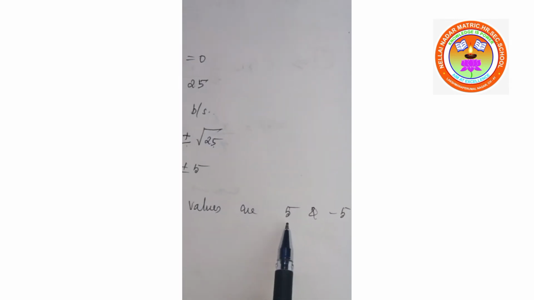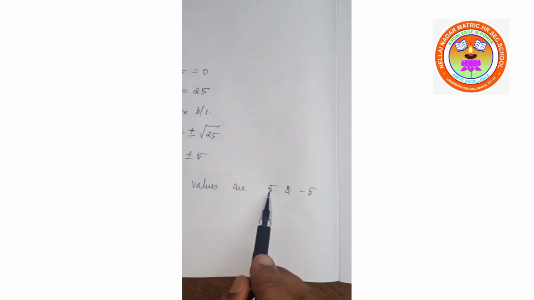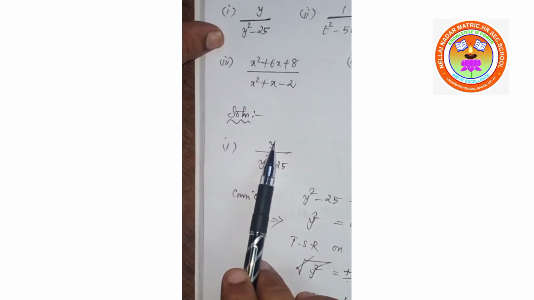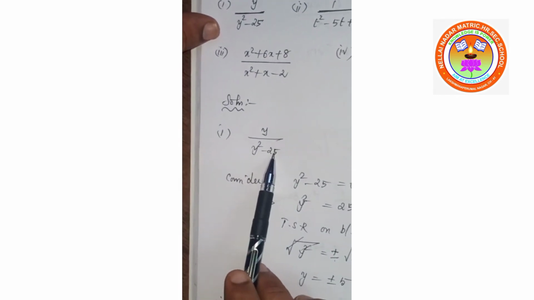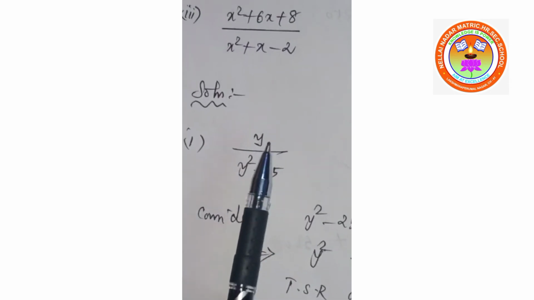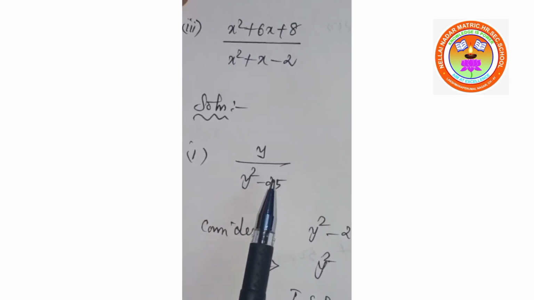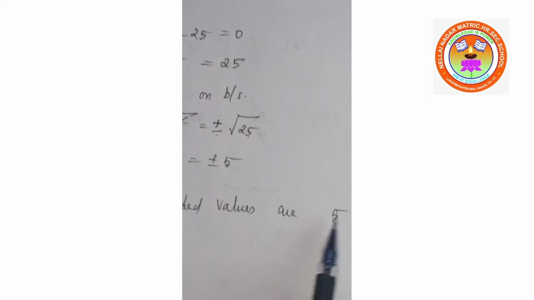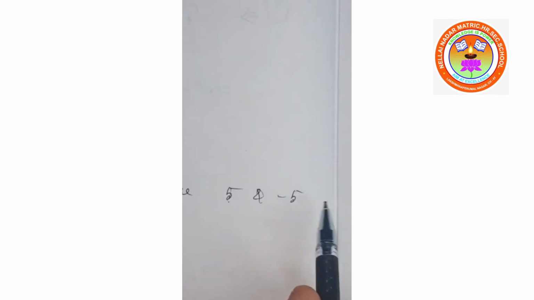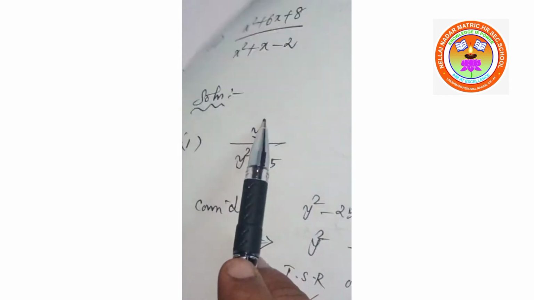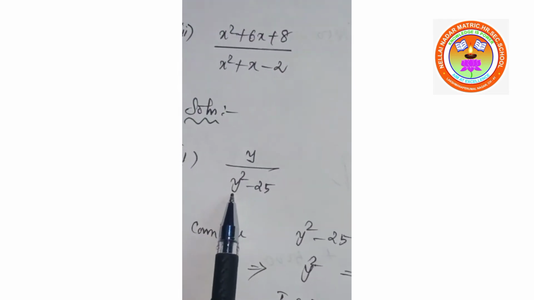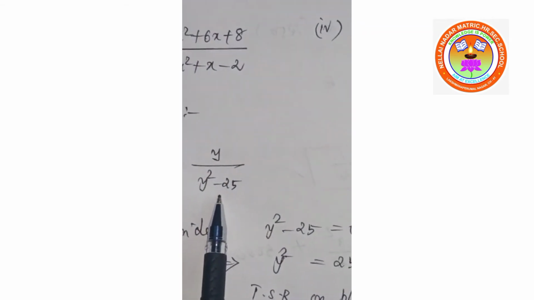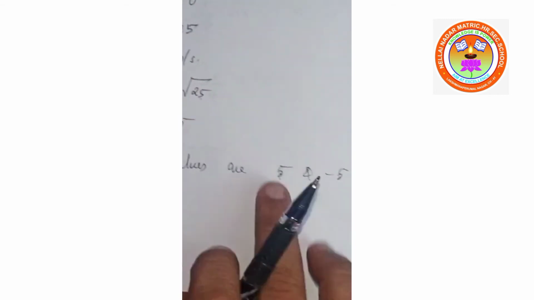How to verify, sir? I consider 5 first. Substitute in the expression. Y should be replaced by 5. 5 squared is 25 minus 25. 25 minus 25 equals 0. So 5 by 0 is equal to undefined, infinity. So these two values to be excluded. Even you can consider minus 5. If you replace y by minus 5 in the numerator, denominator minus 5 the whole square is 25. 25 minus 25, 0. Minus 5 by 0, once again undefined. So these are the two values to be excluded.